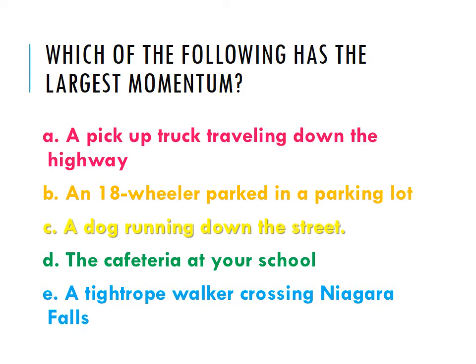Tightrope walker is probably going pretty slowly. So here we're back to a pickup truck and a dog. They're both moving and they both have mass. So the pickup truck has more mass for sure, and if it's traveling down the highway, we can make the assumption it's probably going faster than the dog. Unless, of course, it's on Highway 290, in which case its momentum is probably 0.